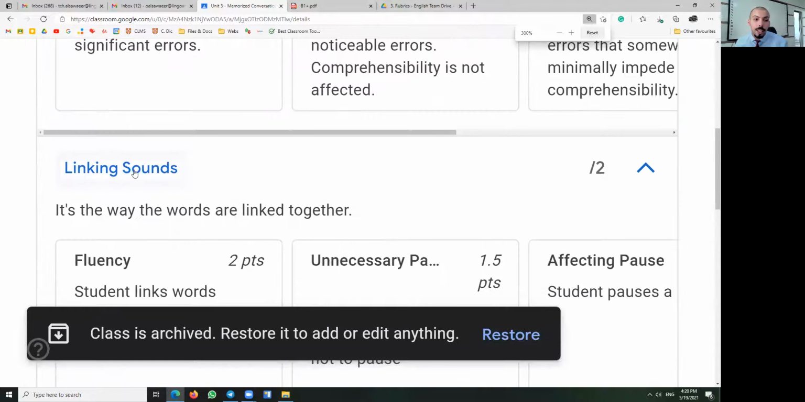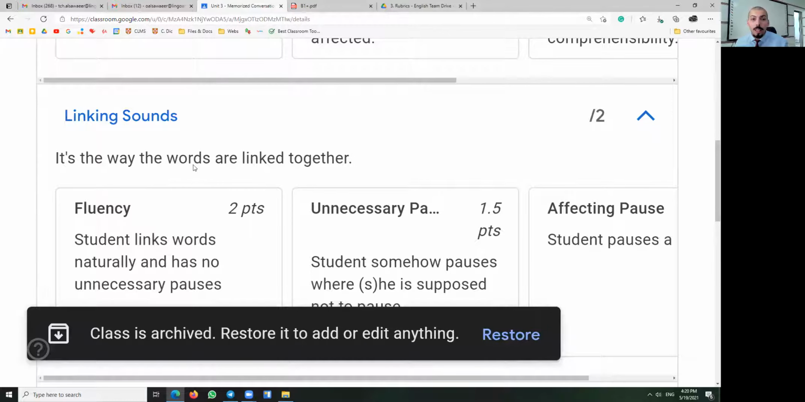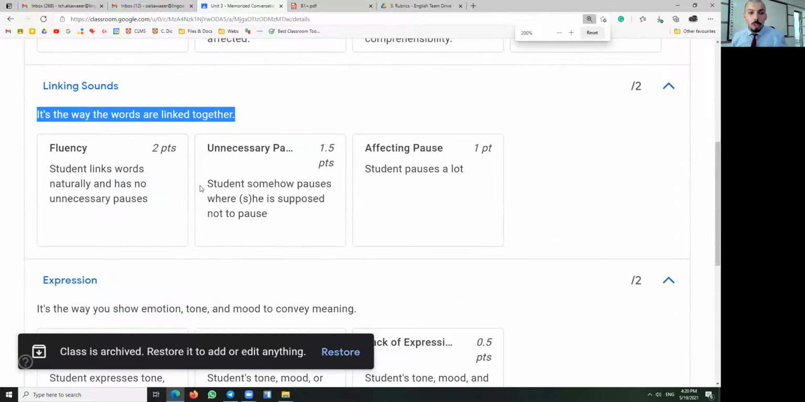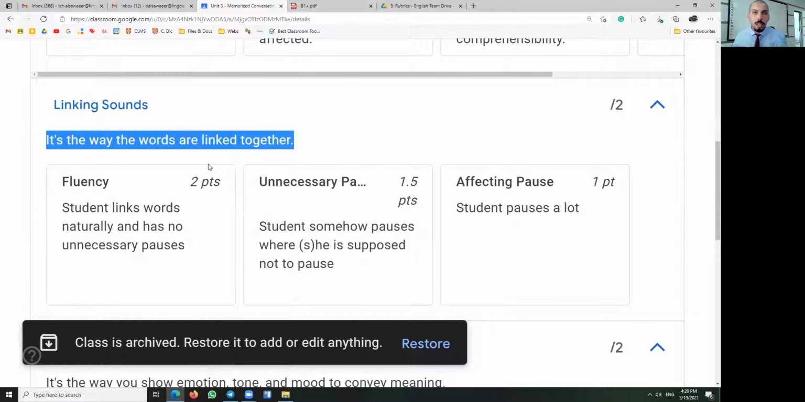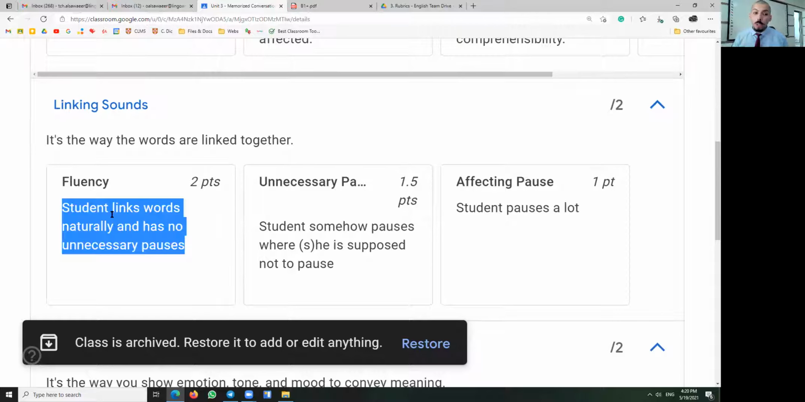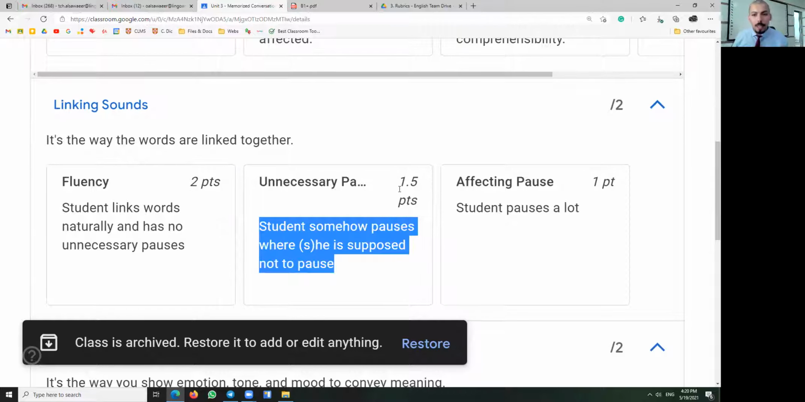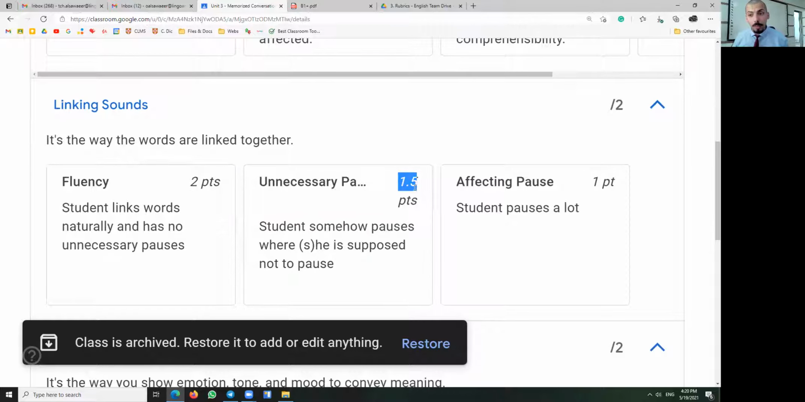The second criteria is the linking sounds. The linking sounds is the way you are linking the words together. This means you don't pause a lot, like you are linking the words together. If you are linking the words correctly, you will take a full mark. If you have a few pauses, you will take 1.5. And if you pause a lot, you will take 1 point. So you need to be careful.